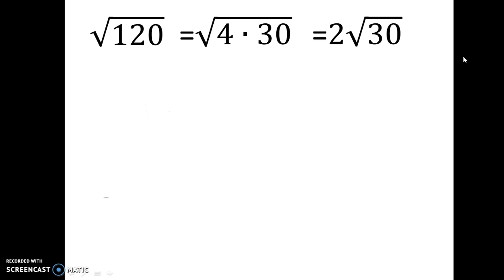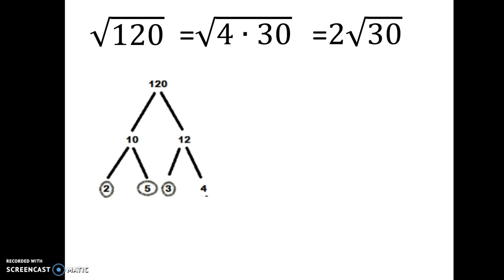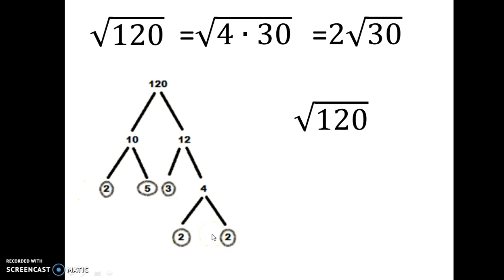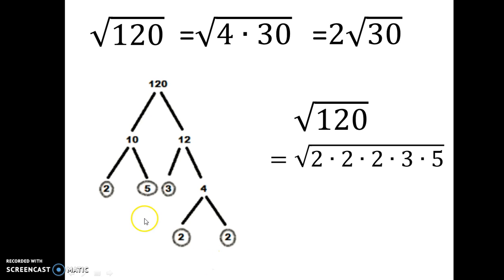Try this one. Oh, sorry, using a factoring tree, that would look like this. 120 is 10 times 12. 10 breaks down into 2 times 5. 12 breaks into 3 times 4. 4 we can take further into 2 times 2. So these are the final numbers at the end of the factoring tree. They're the prime numbers. So root of 120 can be rewritten as all those numbers multiplied. 2 times 2 times 2 times 3 times 5.